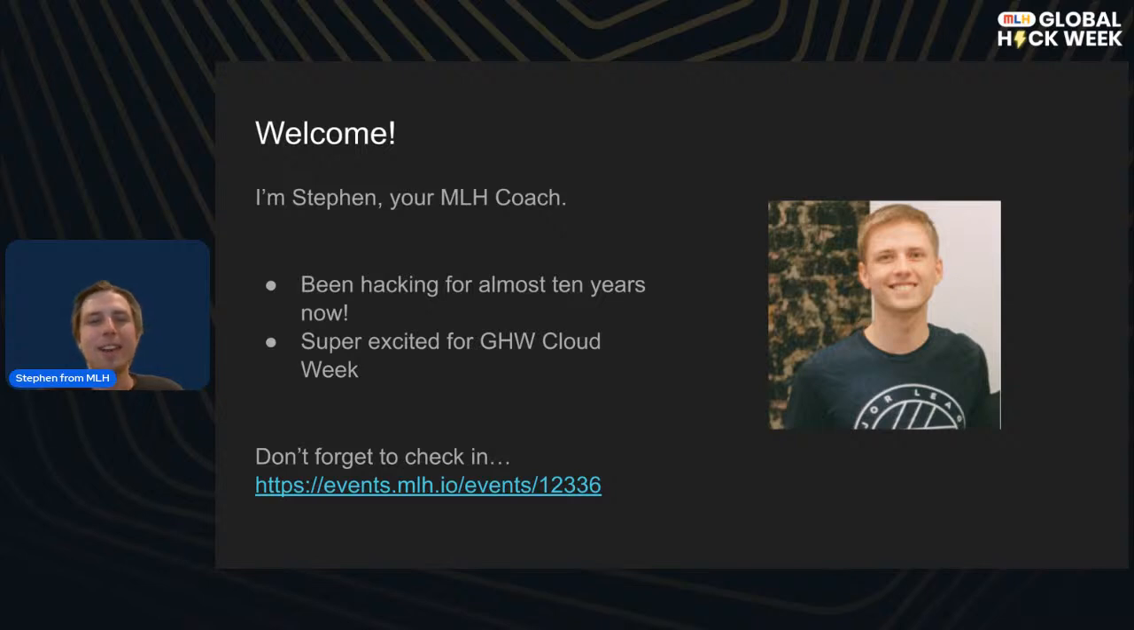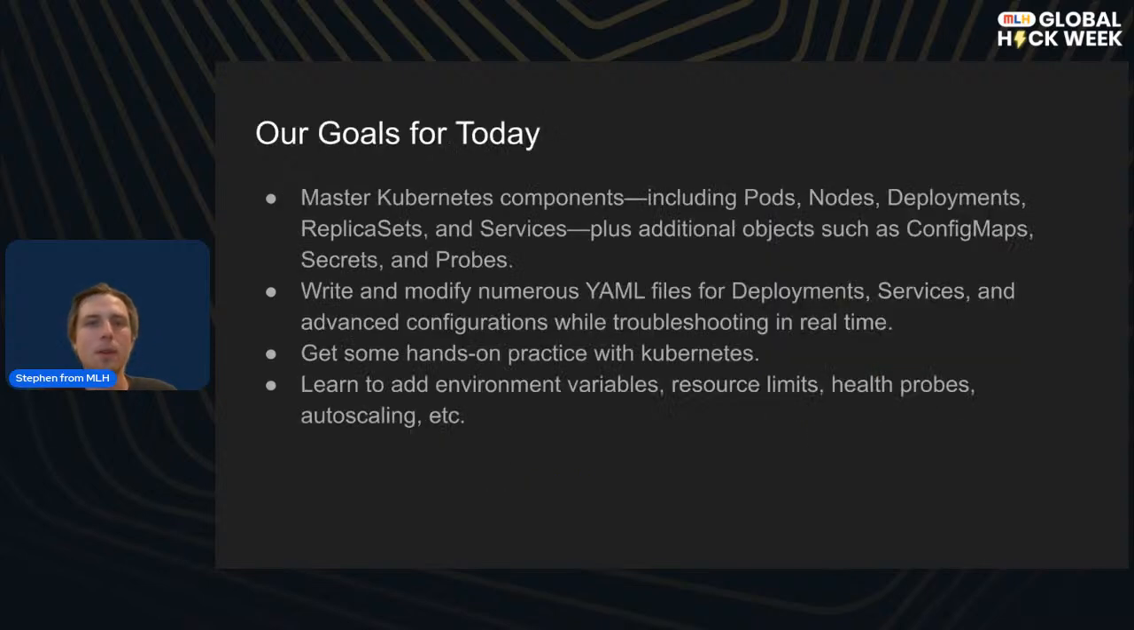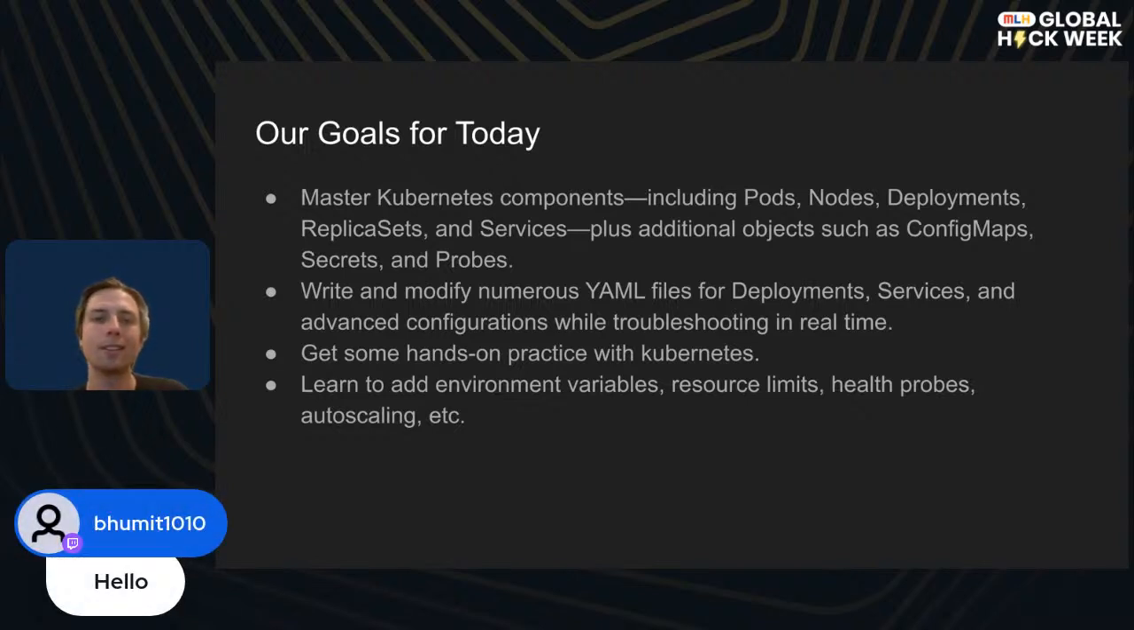So why don't we continue along with our goals for today? We have a few. We're going to talk about the Kubernetes components, and you're going to get really comfortable with these, which include pods, nodes, deployments, replica sets, and services. And we'll even dive into a few things called config maps, secrets and probes. We might not get to all of these components today, but we certainly will someday soon, because we have parts 2 and 3 coming up after this. Bunit says hello. Hi there. Hope you're doing well.